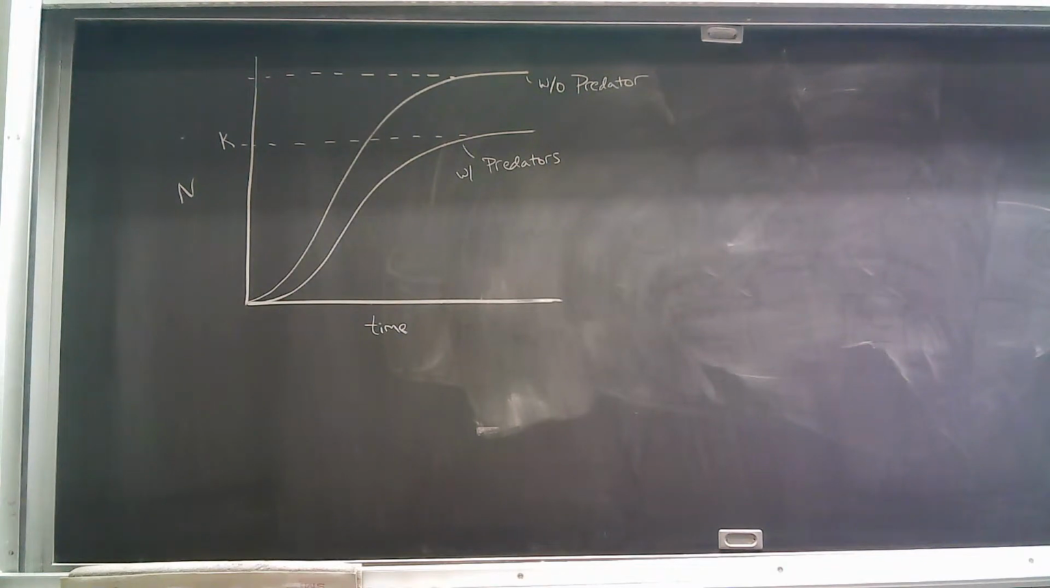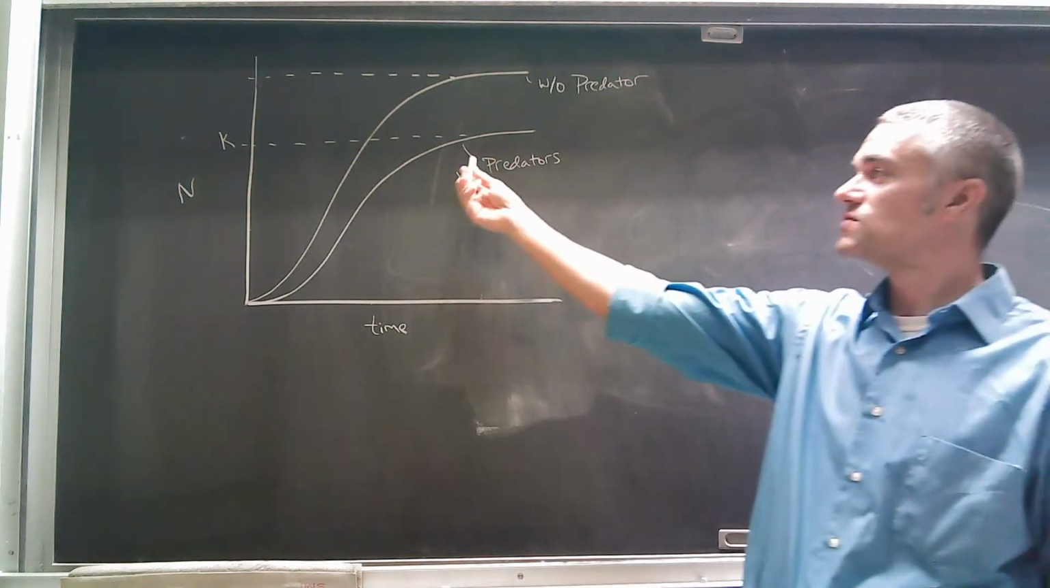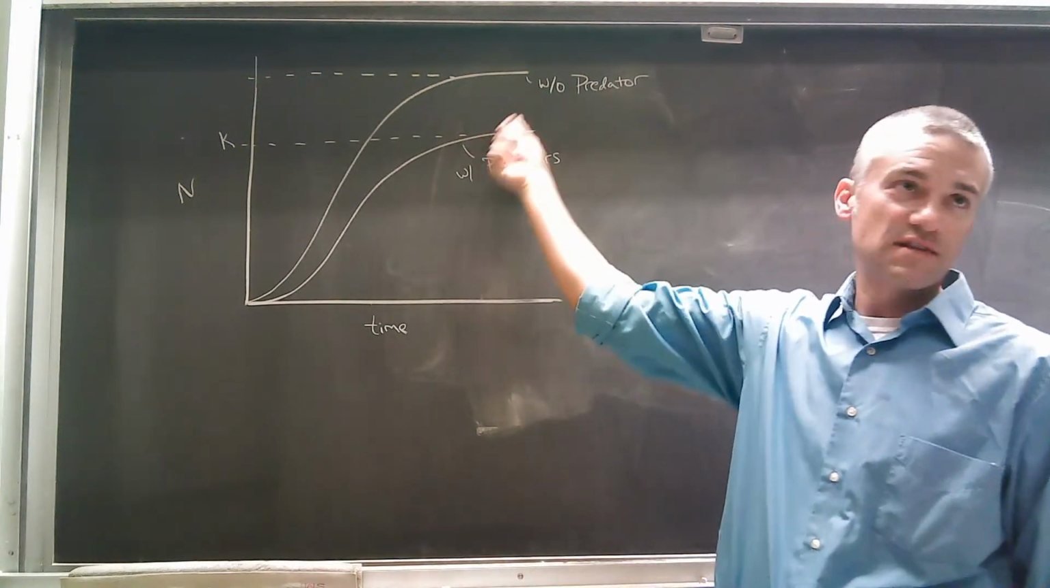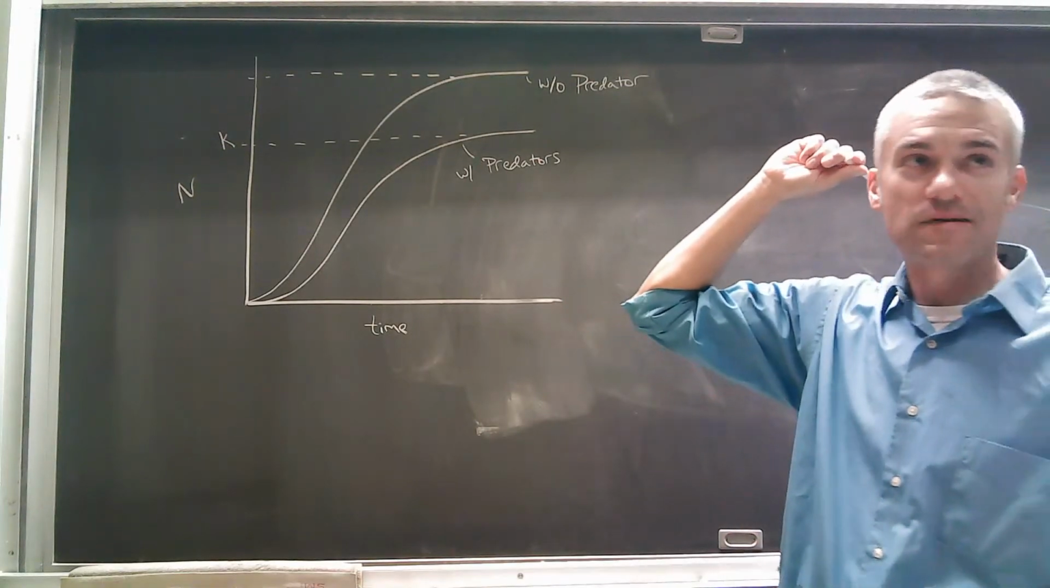Let's come up with an example. Let's say we are looking at rabbit populations, and let's say our primary predator is coyotes. We go out, we measure population size, we look at regulation, and when the coyotes are present, that's what our rabbit population looks like.